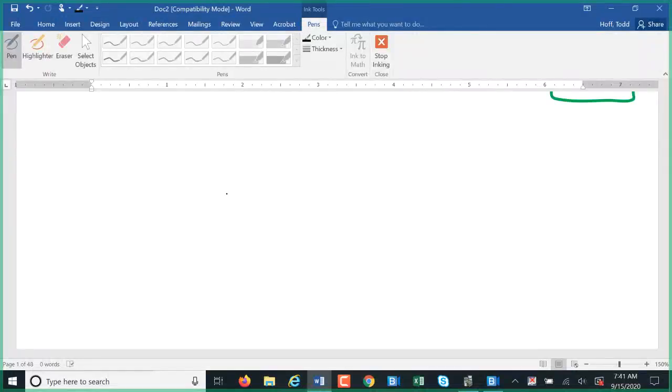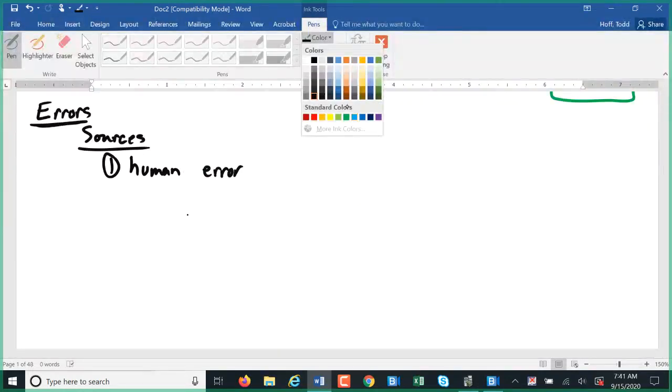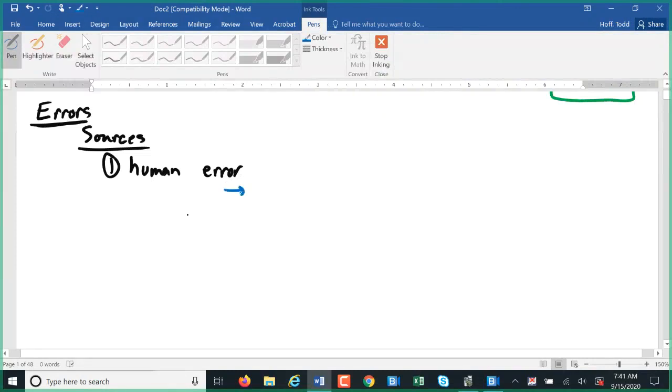All right, so today we're staying on a related topic, just a little bit different way of looking at it. We're going to look at errors. Errors can be created by a couple of different things. One source of error is human error. Human error is very difficult to quantify.